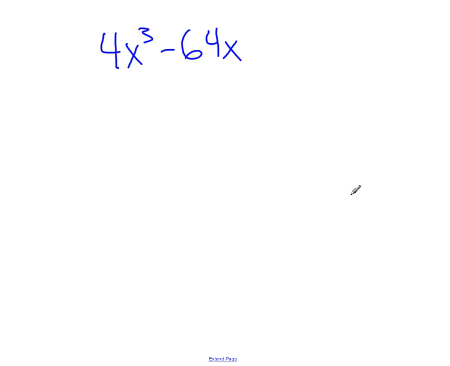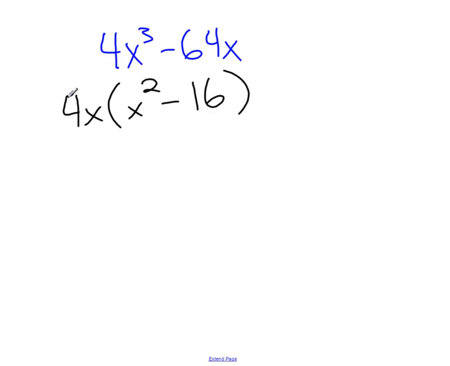On speakerphone. Okay, 4x cubed minus 64x. We factor out what we can. So we look, what do these two numbers have in common? They have a 4 and an x, so we can factor out 4x. What does that leave behind? x squared, minus 64 divided by 4 is 16. x divided by x is nothing.